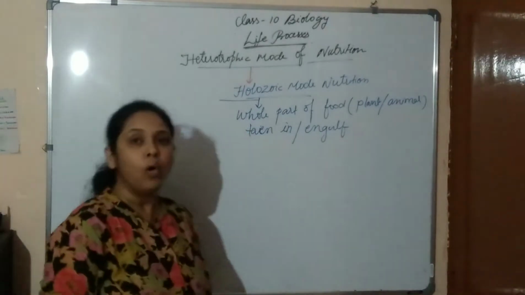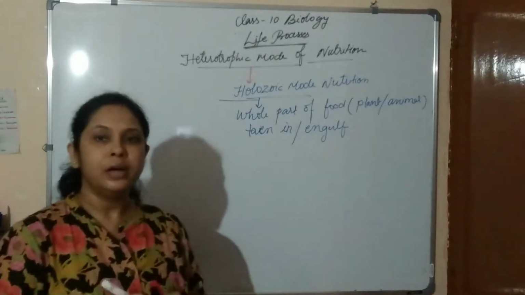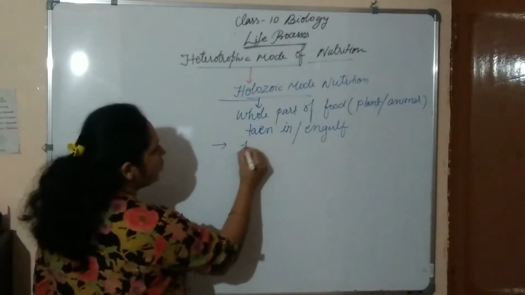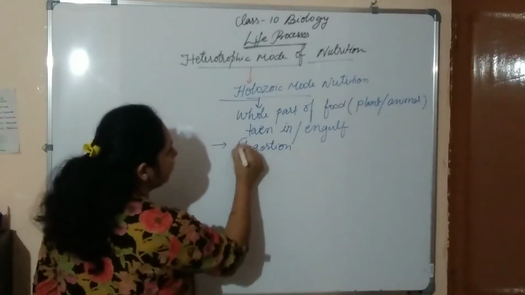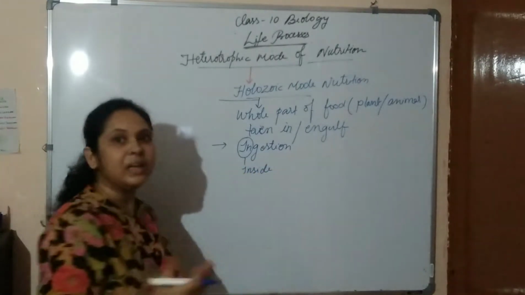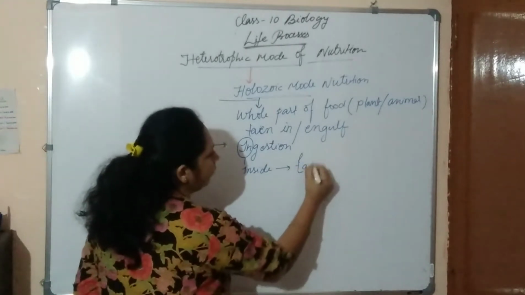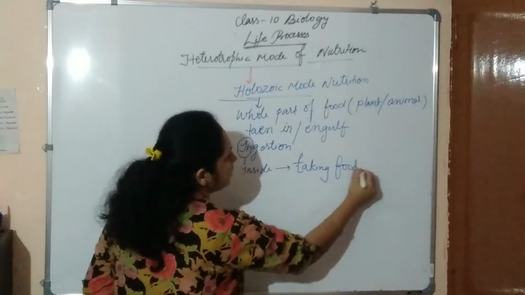So basically the Holozoic mode of nutrition comprises four different steps. First one is ingestion. Here "in" means inside, means taking the food inside.